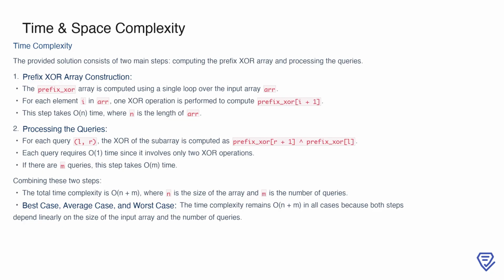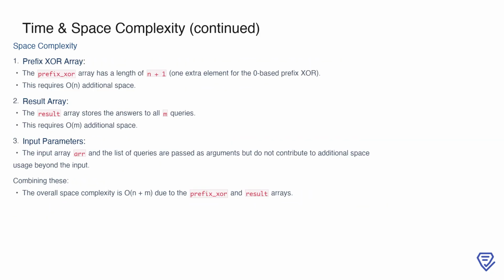This holds true for the best, average, and worst cases because both steps depend linearly on the input size and the number of queries. Now, turning to the space complexity, the solution uses two main additional data structures, the prefix_XOR array and the result array. The prefix_XOR array has a length of n plus 1, with an extra element to store the initial 0 value for easier computation, requiring O(n) space. The result array, which stores the answers to all m queries, requires O(m) space.